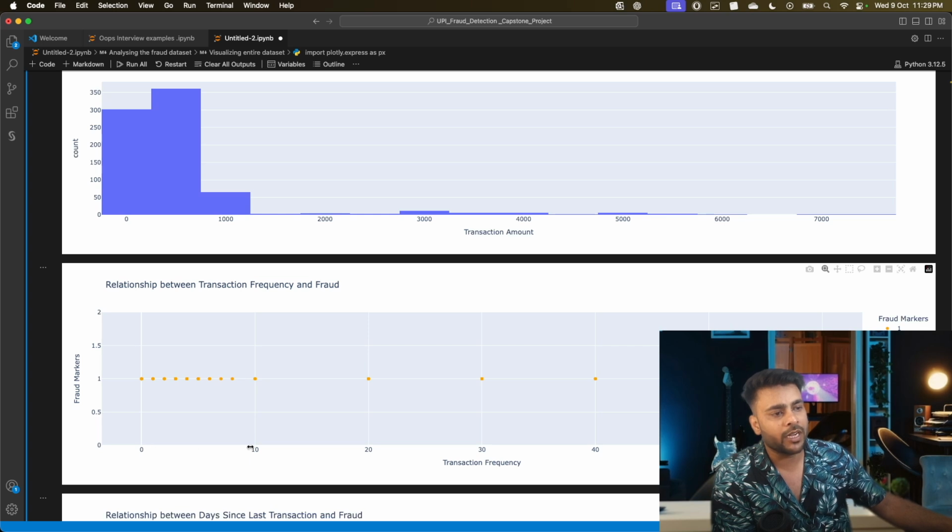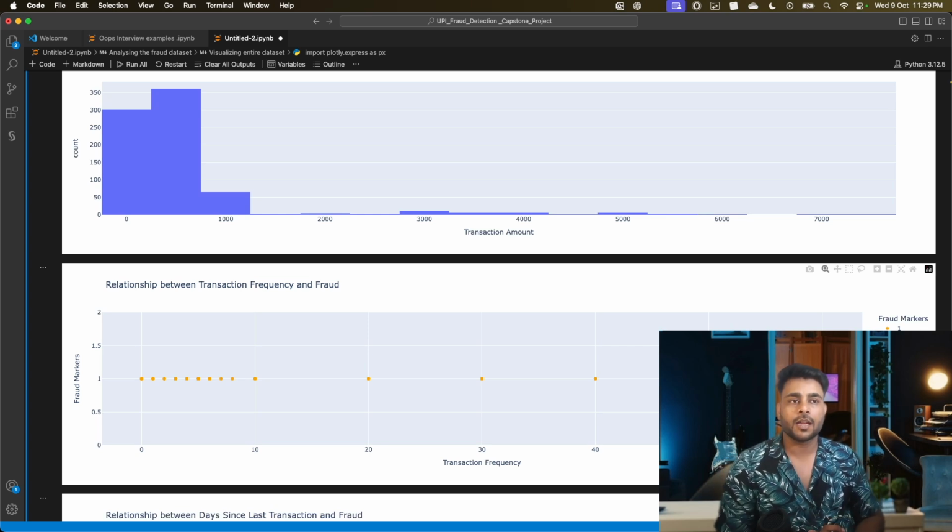Between 0 to 10, we can see that the number of fraud markers is kind of the same, so it's not contributing as much. But as the transaction frequency increases, like 20, 30 transactions a day, 40 transactions a day, or even 50 transactions a day, the amount of fraud also increases, which is a generic pattern of fraudulent transactions.